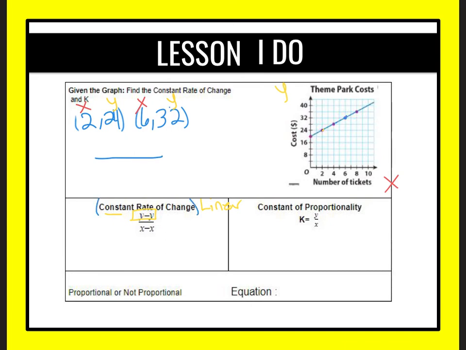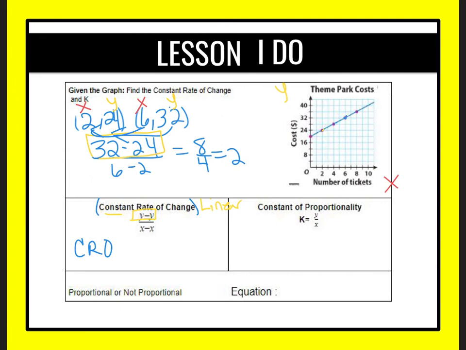So again, change in y, 32 minus 24. Your y's, take the change in the y's, and then you're going to get 6 minus 2 in the bottom, right? So remember that you're going in the same order. Let's figure that out. So 32 minus 24 is going to equal 8. 6 minus 2 is equal to 4. So your constant rate of change is equal to 2. All right? So somewhere there it seems like they're charging you $2 for something, right? $2 for the number of tickets.